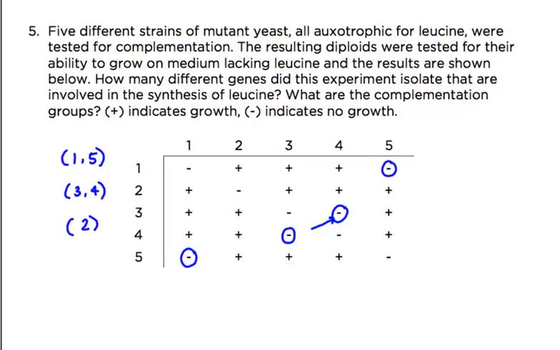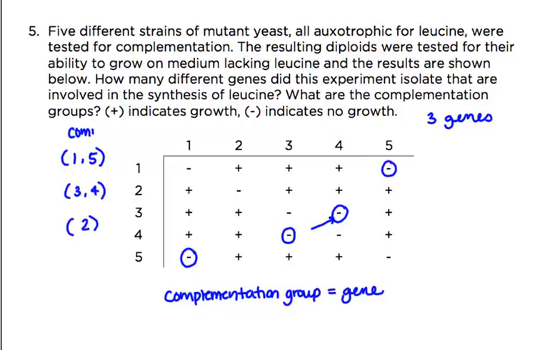So remember that each complementation group equals a gene. And the reason why mutations within the same gene don't complement each other is because it's very hard for recombination to happen between a single gene, just because it's so close together, obviously. So we have 3 genes involved in the synthesis of leucine, and these are the complementation groups.